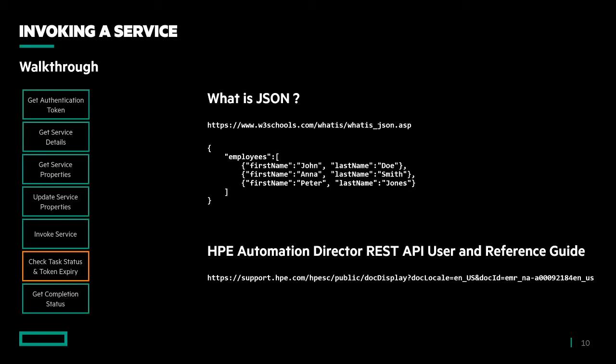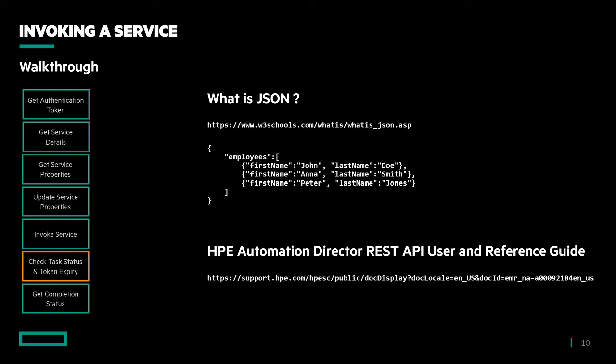The Automation Director REST API that we will be calling provides responses in JSON format. If you are unfamiliar with using JSON format strings, there are plenty of examples on the internet, and I've included an example here. Details of all services supplied with Automation Director and the parameters they require are contained in the HPE Automation Director REST API User and Reference Guide. This document is available at the link shown or by searching for the title of the document. The next video will provide some real-world code examples for each step of the service invocation process.